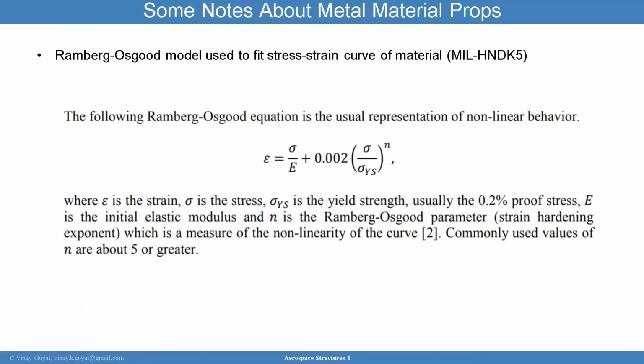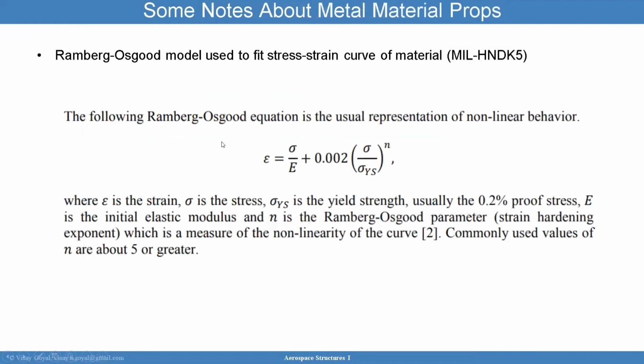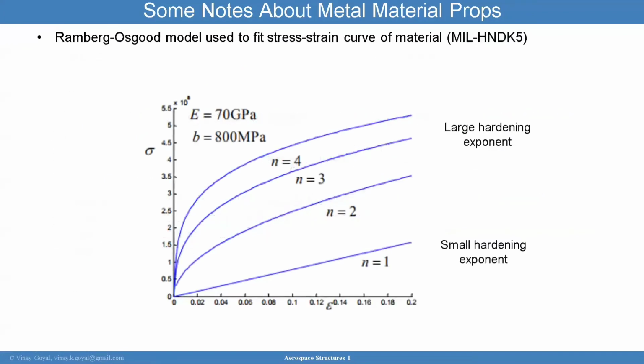The Ramberg-Osgood model is used to fit the stress strain curve. In the Mil Handbook, you can get a stress strain curve for these materials, and the Ramberg-Osgood allows you to specify the yield stress and N, the hardening exponent. That's going to allow you to fit some of the stress strain curves for ease in finite element simulations. And you can see here how the exponent N affects the behavior of the stress strain curve. If N equals 1, it behaves linearly, but that's unlikely. You're going to have more of these kinds of behaviors.